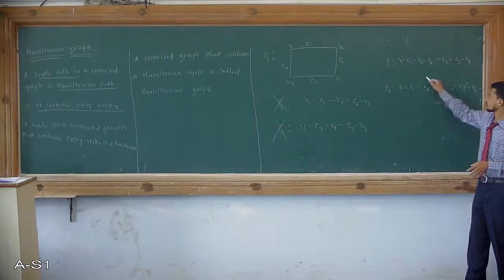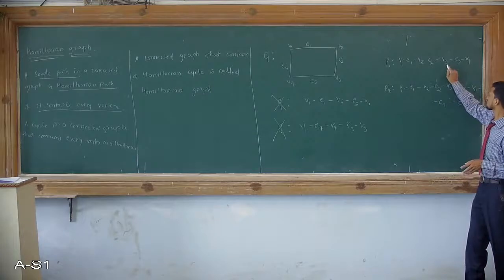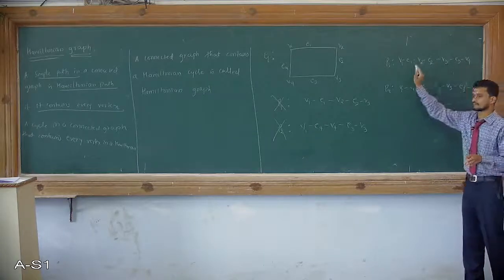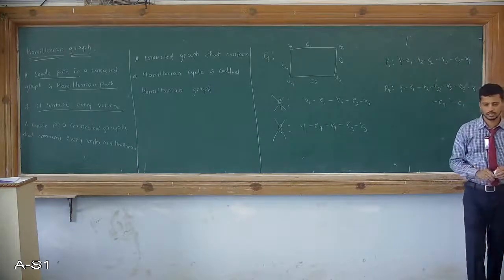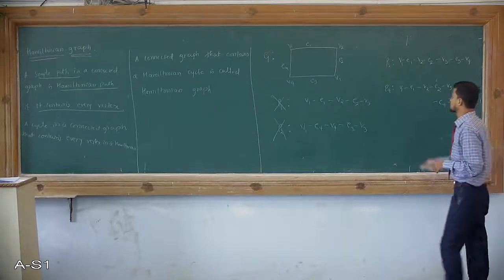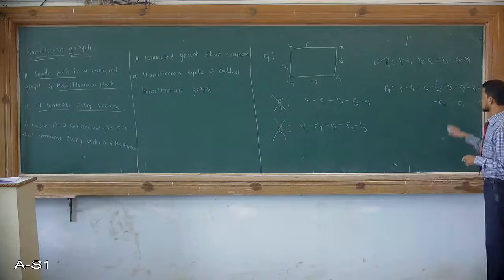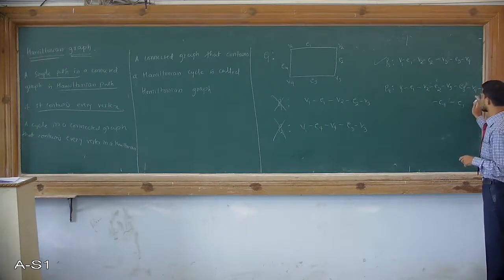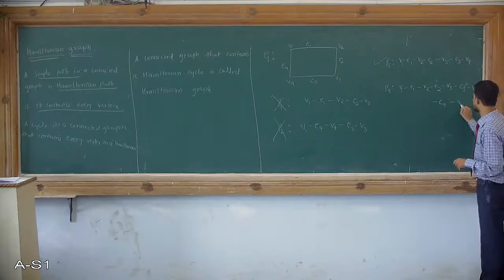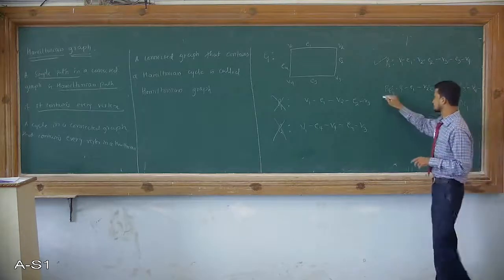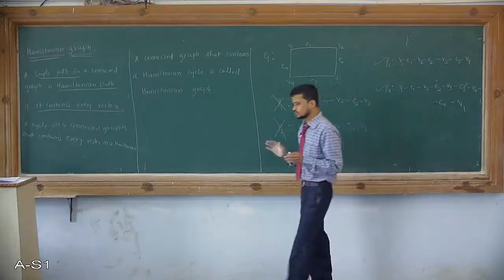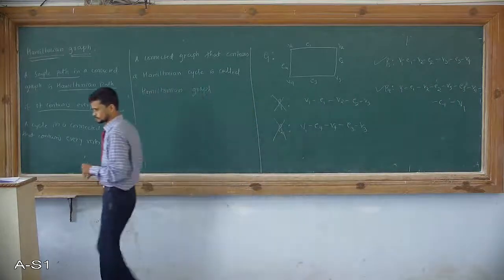So V1, V2, V3, V4. Every vertex is present in the path, so we can say it is a Hamiltonian path. Now this is also a Hamiltonian path, V1, V2, V3, V4, and I missed it here, it is V1. So every vertex is present in P4, it is also a Hamiltonian path.